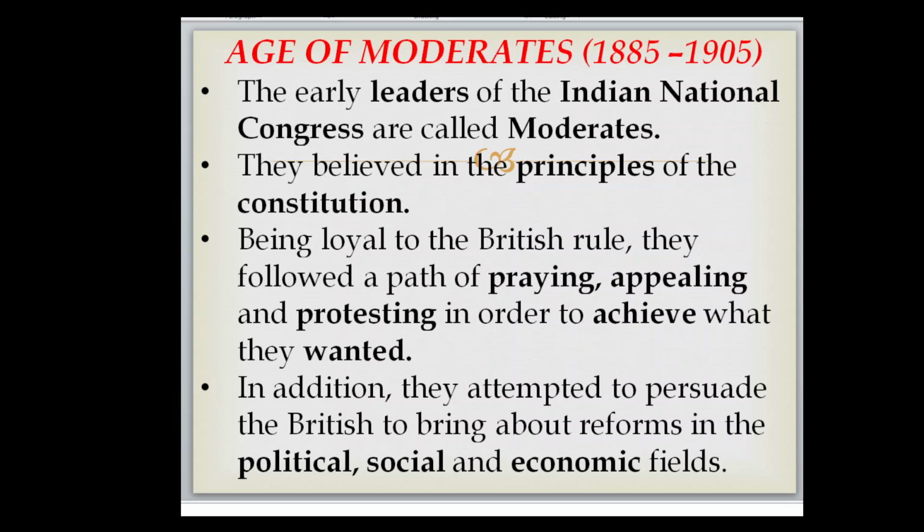So the early leaders of the Indian National Congress we are going to call moderates, and they always believed in the principle of the constitution. Means moderates believed in the principles of moderate, constitutional steps, step by step. Their method is that they are loyal to the British rule, and they follow the path of praying, appealing and protesting to achieve what they want. They pray for it, they appeal to the Britishers, they protest against it, and like that they want to achieve their freedom.